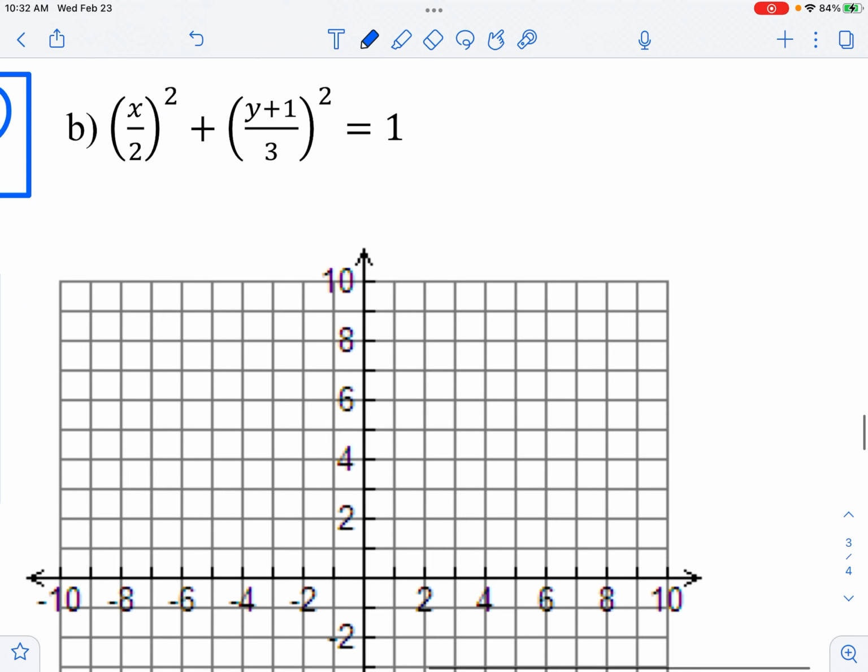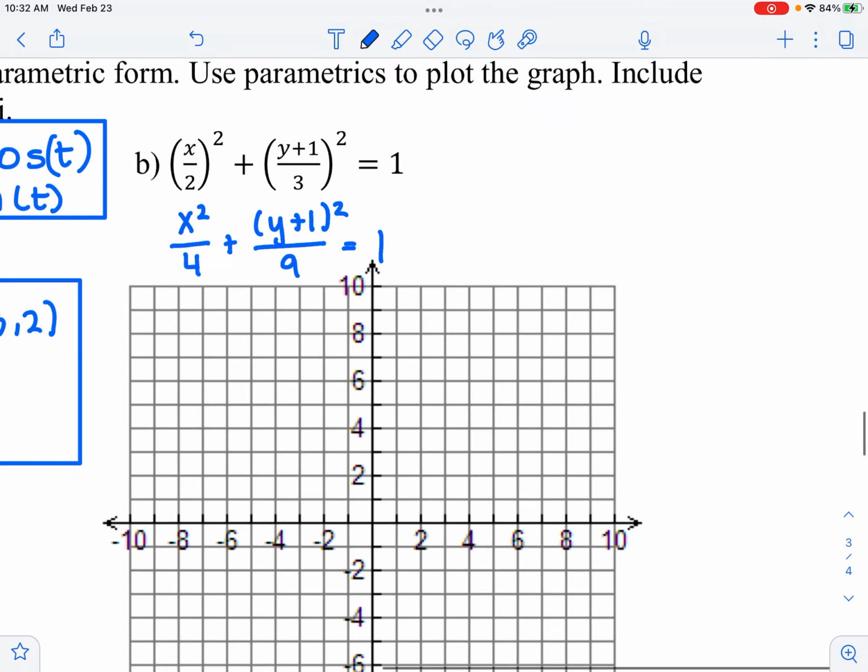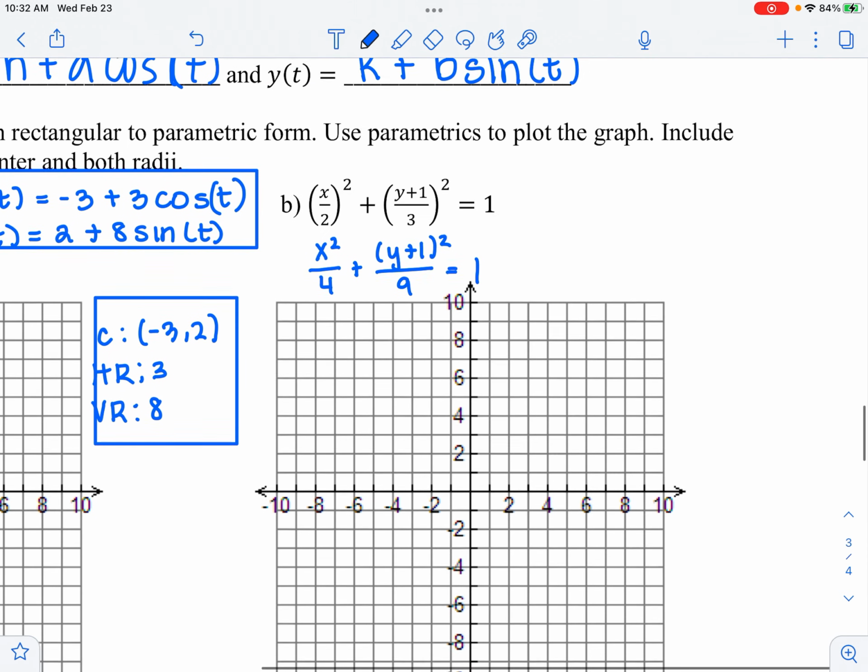All right, go ahead and pause the video and try this one on your own. All right, so first off, what you should notice is that the square is on the outside of the parentheses. So this is the same thing as x squared over 4 plus y plus 1 squared over 9 equals 1. It's just that they already pulled the square out of both of them.